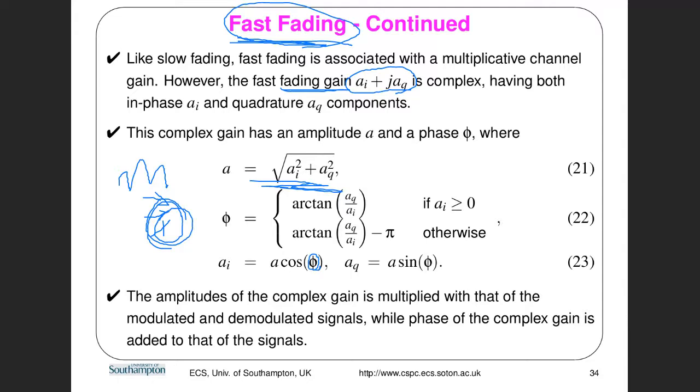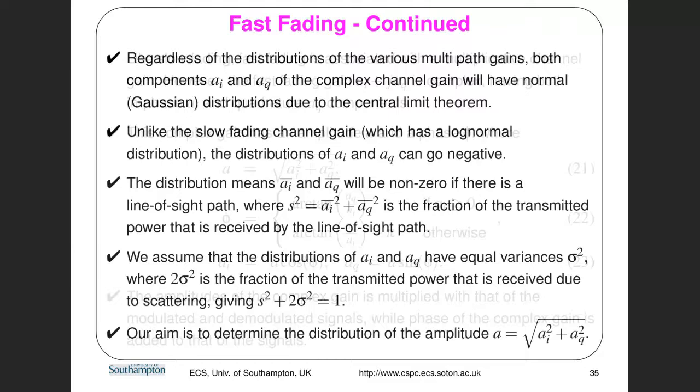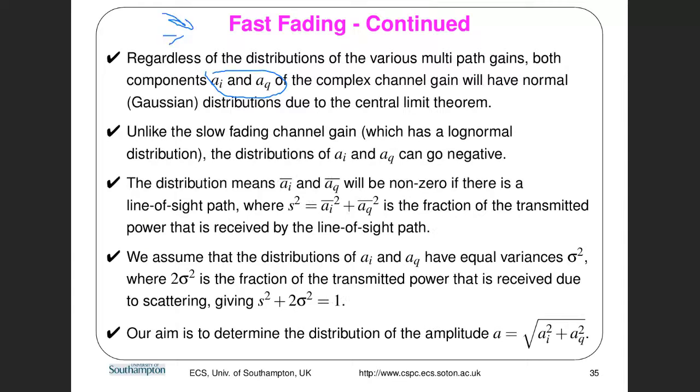But here we need to remember that for fast fading, it is a complex value, and it has amplitude, which is a power change, and we have a phase, which is the phase change. For the complex value here, because we have so many reflections adding together, based on the central limit theorem, both the real part and imaginary part will be Gaussian distributed. They both follow a normal distribution.